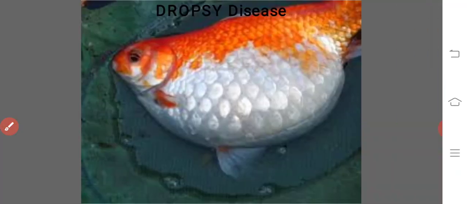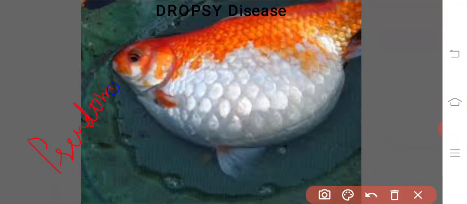Coming to the dropsy disease, this is caused by the bacterium Pseudomonas punctata. So the characters are accumulation of yellow colored fluid inside the body cavity, protruding scales and pronounced exophthalmic conditions. This is known as the intestinal dropsy. In case of ulcerative dropsy, ulcers appear on the skin, deformation of the backbone takes place and the fish show abnormal jumping. This is a fatal disease in culture systems.